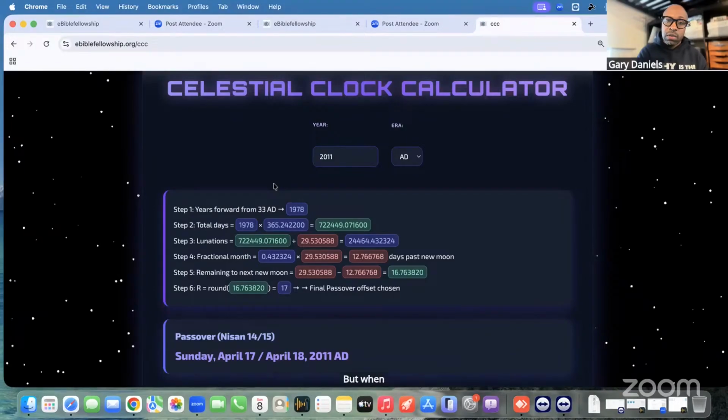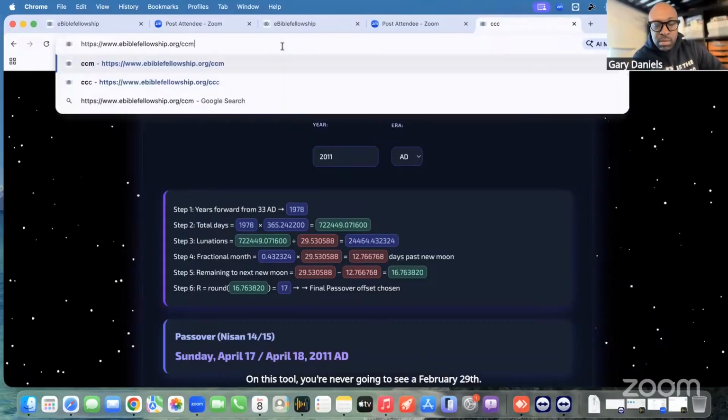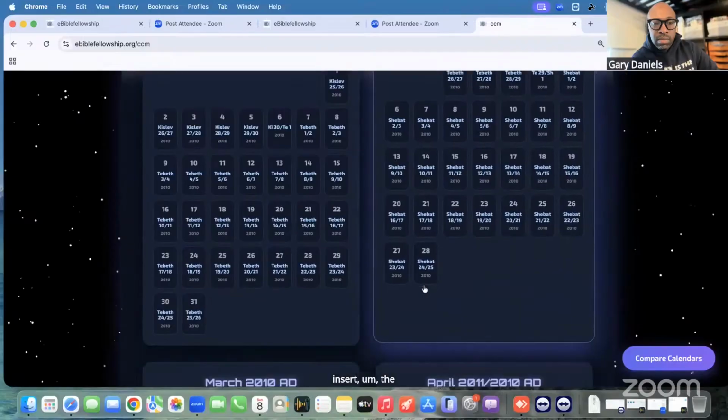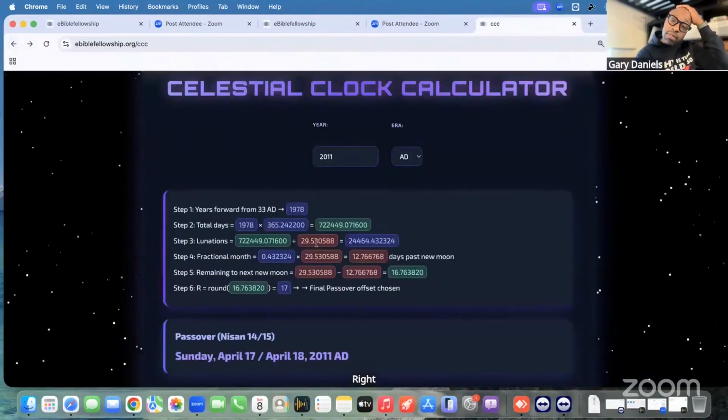Well, when you use the exact 365.2422, you don't have to add in February 29th. You'll notice on this tool, you're never going to see a February 29th, because there's no need ever to insert it, because we're using exact math. We only insert a February 29th if we're doing 365 years, right? And what are we using? 365.2422. That 0.2422 takes care of the leap years. Gotcha. So it's pure, without any need to make adjustments. Exactly.